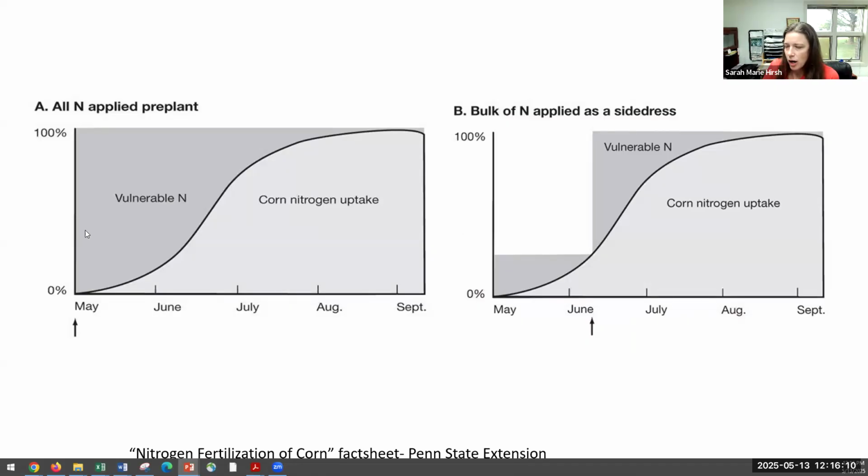So this is showing you the value of side dressing the nitrogen. If this was all of the nitrogen being applied at pre-plant, you could see how much is vulnerable to be lost to leaching, versus if the bulk of nitrogen is being applied as side dress, you have much less being vulnerable to leaching.